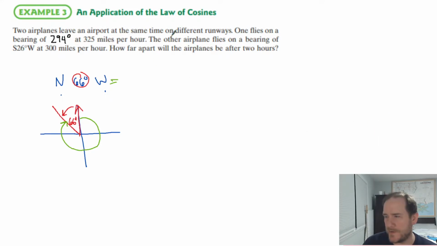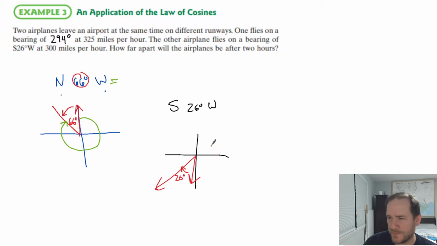Now the other one, there's a second airplane in this problem that flies on a bearing of south 26 west, or 26 degrees west of south. What does that mean? It means you'd start pointed south and you'd rotate 26 degrees west of that. So what's that for a heading? Well, that would just be 180 plus the 26.